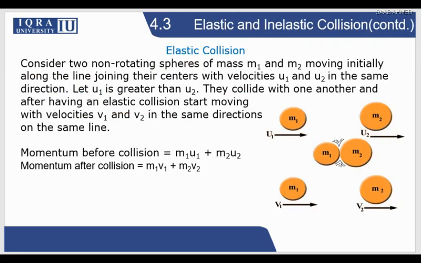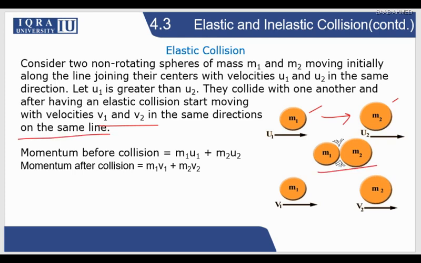Next, consider two non-rotating spheres of mass m1 and m2, moving initially along the line joining the centers with velocities u1 and u2 in the same direction. Both are moving in the same direction. Let u1 be greater than u2, which means the velocity of m1 is greater than the velocity of m2, which means they are going to collide with each other at some point in time. They collide with one another, having an elastic collision, and start moving with velocities v1 and v2 in the same direction on the same line.